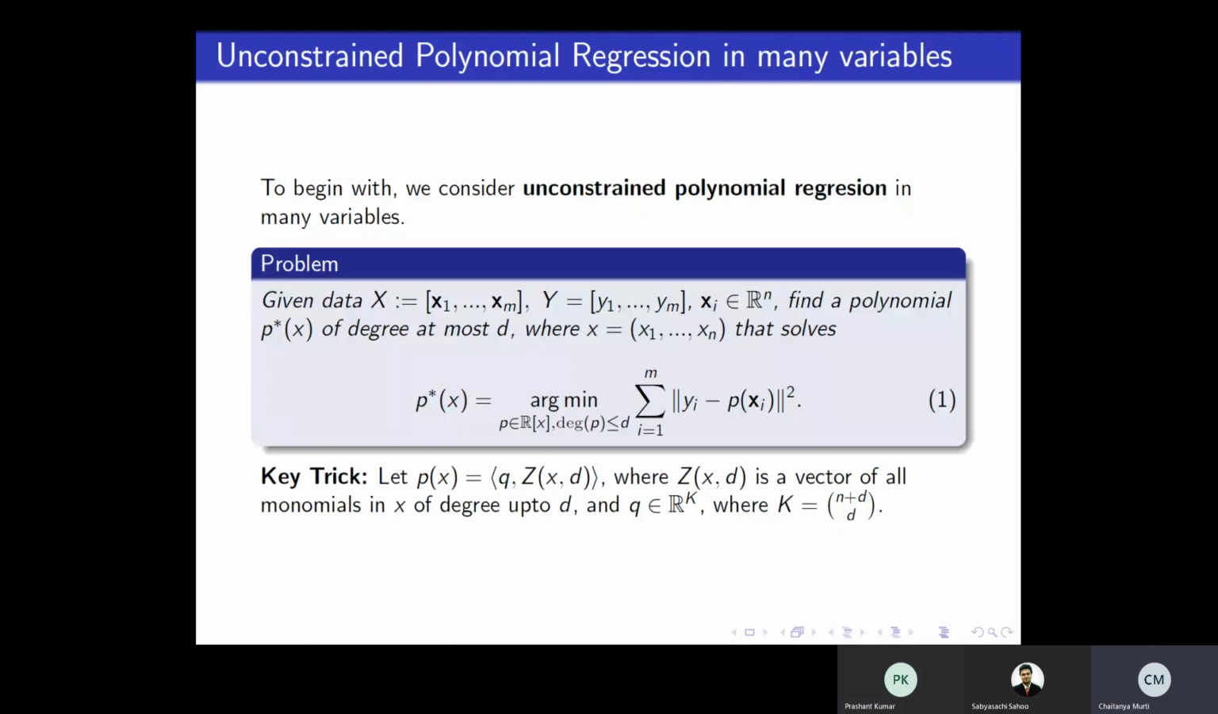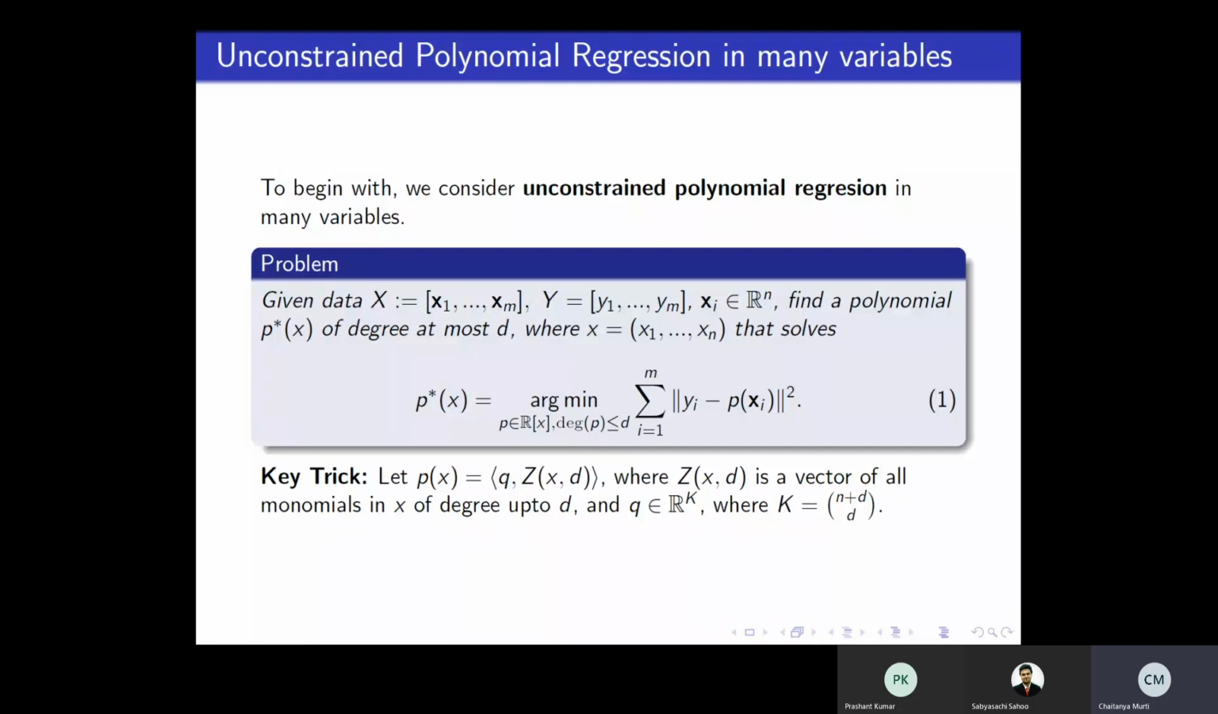So what's going on here? We're actually solving an optimization problem over the space of polynomials. As you can see, the argmin is over the polynomials of degree at most d, correct? Right. So now why is it that we can solve this?